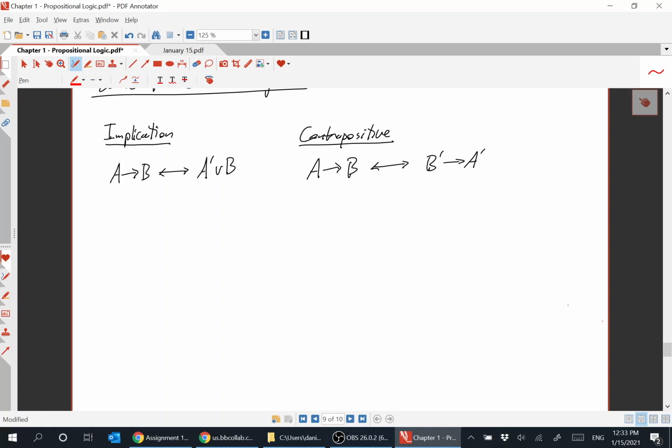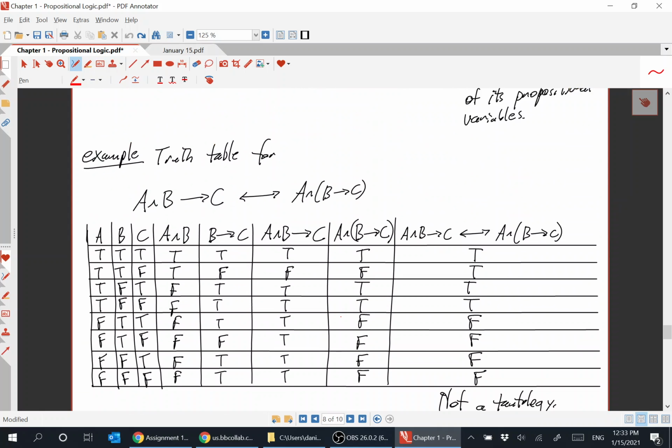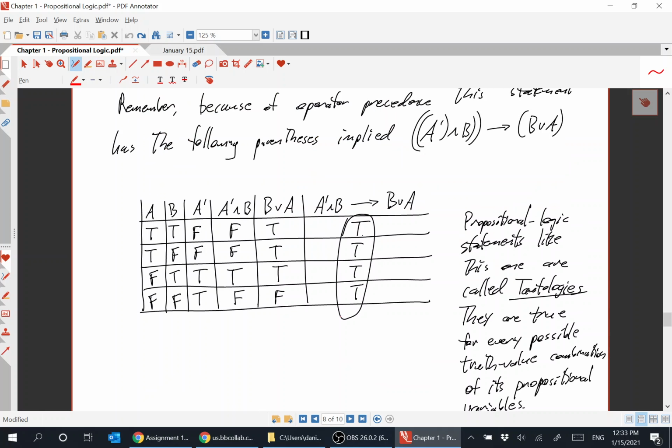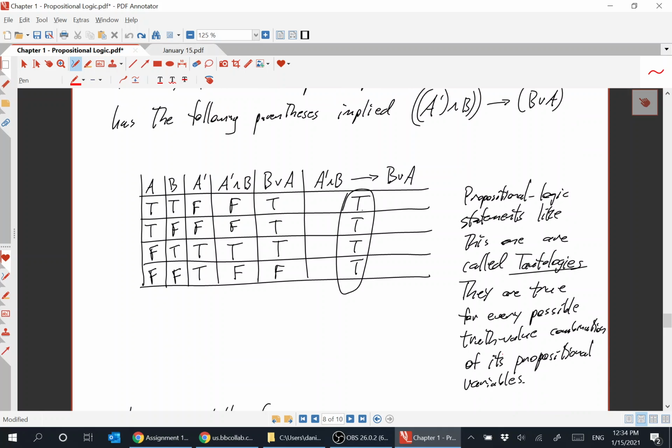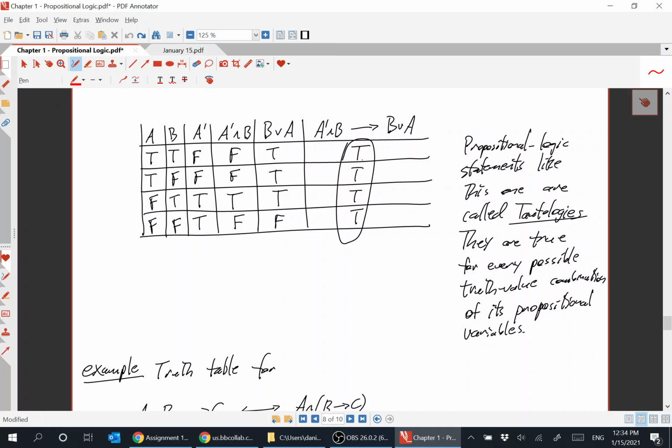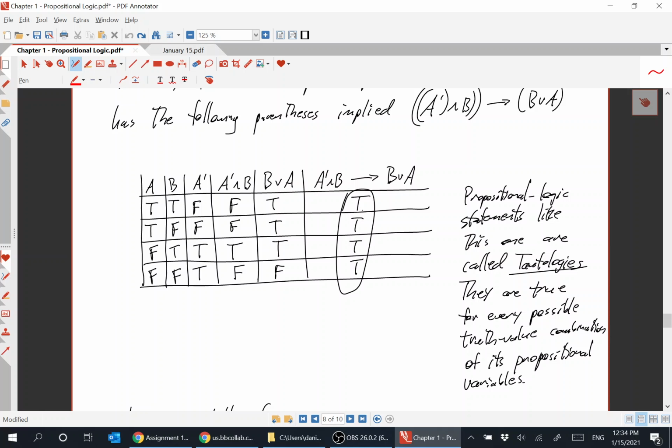Okay. So last time we left off here with tautologies. A propositional logic statement which is always true is known to be a tautology. And how do you see that it's a tautology? You see it by just looking at the truth table: the column for that statement is always true. So this one's a tautology: A naught and B implies B or A.